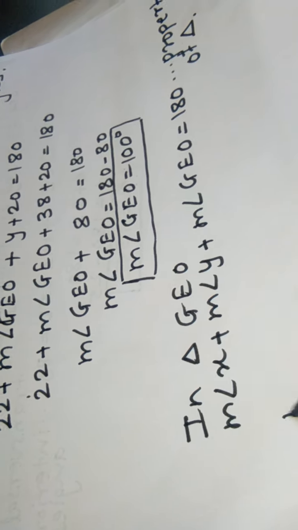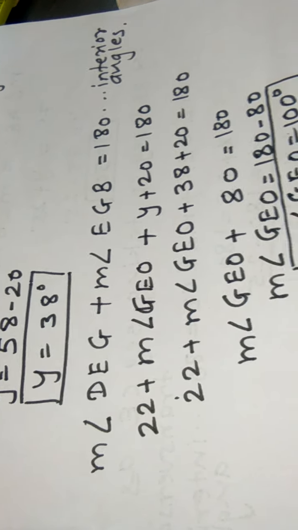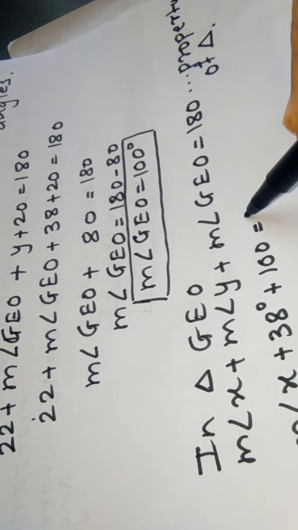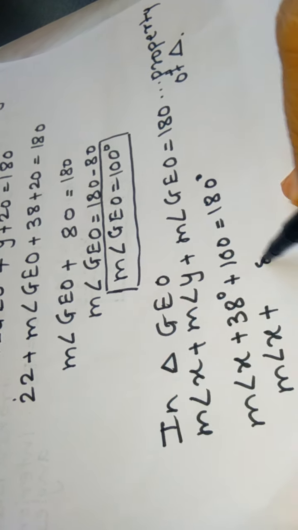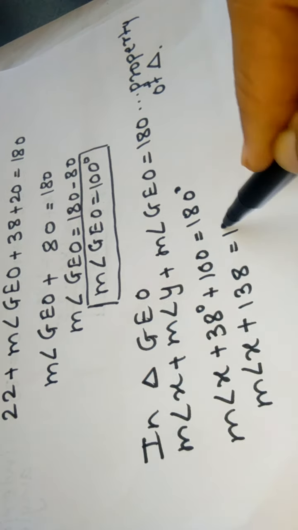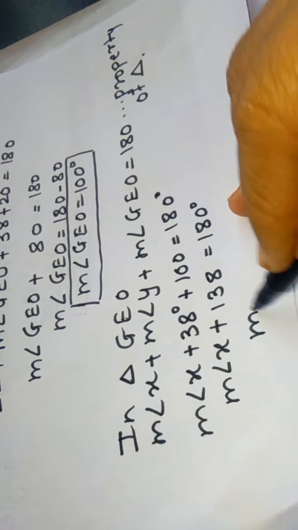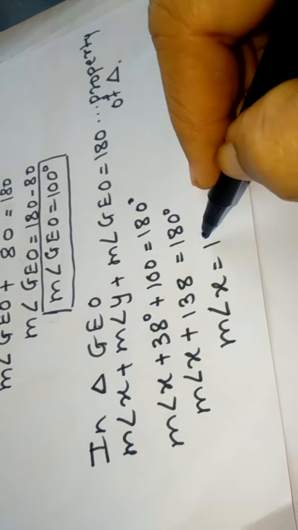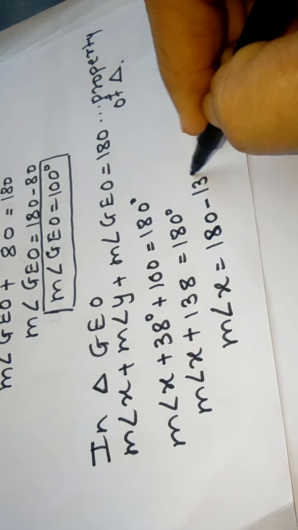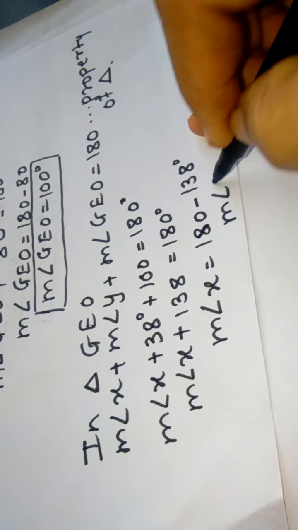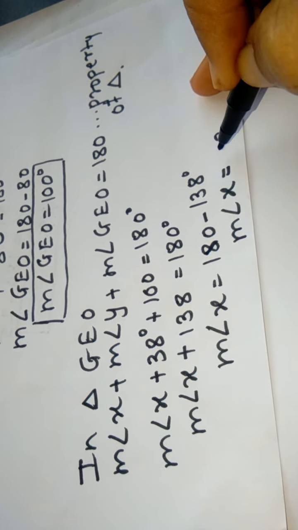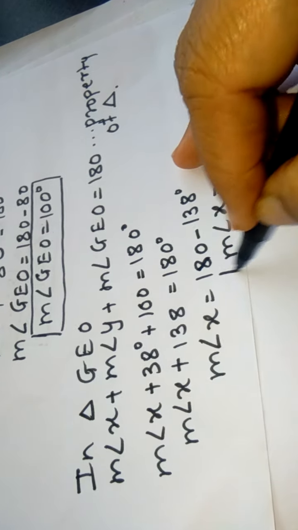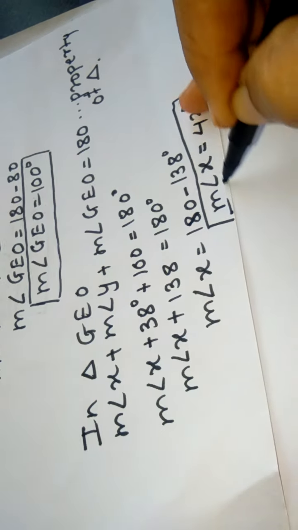See, measure of angle X we don't know. Angle Y we have found is 38 degrees. GEO is 100 degrees, equal to 180 degrees. That is measure of angle x plus 138 is equal to 180 degrees. Measure of angle x is equal to 180 minus 138 degrees. 10 minus 8 is 2, 17 minus 13 is 4. Angle x is equal to 42 degrees.